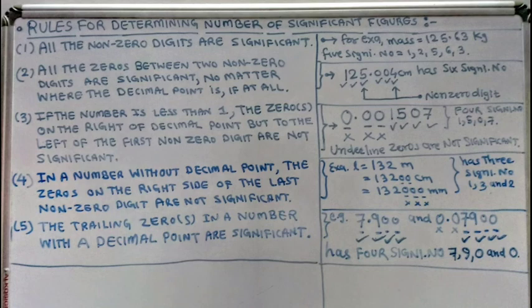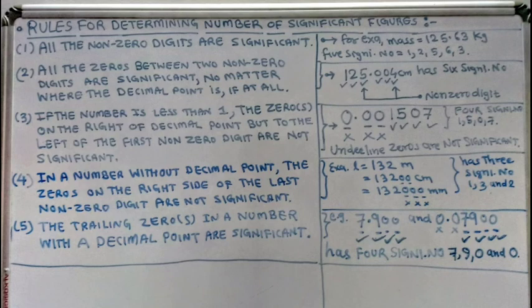Third, if the number is less than 1, the zeros on the right of the decimal point but to the left of the first non-zero digit are not significant. Example, in 0.001507, the leading zeros are not significant. We can start from the left: 0.00 is not taken as significant. So there are 4 significant figures in this number: 1, 5, 0 and 7.